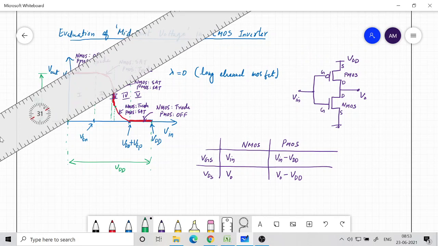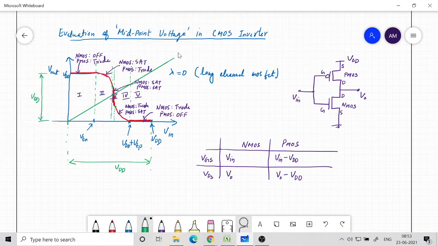Okay. So if I draw a line like this, now what is the equation of this line? The equation of this line is basically V out is equal to V in. This is the line.